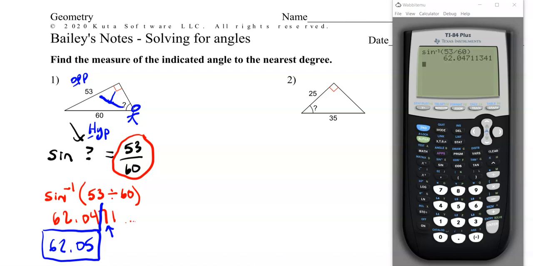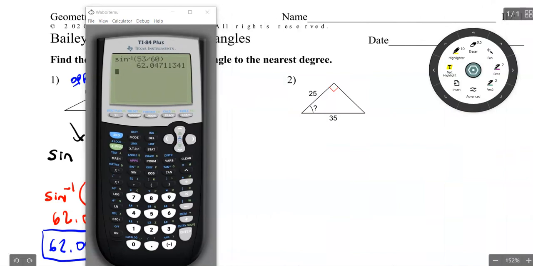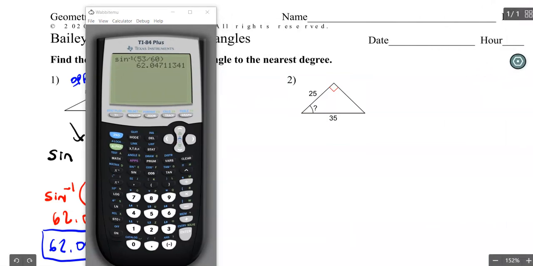All right, let's take a peek with number 2. I'll kind of do this one because it's a little bit different. Not a ton, but a little bit. So on number 2, I put my guy at the angle that we're looking for. The two sides that we have are the hypotenuse and the adjacent side. So I can't use sine, because sine is opposite and hypotenuse. So we need to use cosine. So the cosine of I don't know is adjacent over hypotenuse.